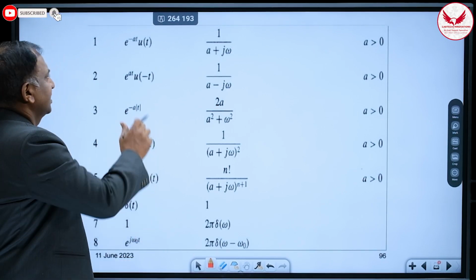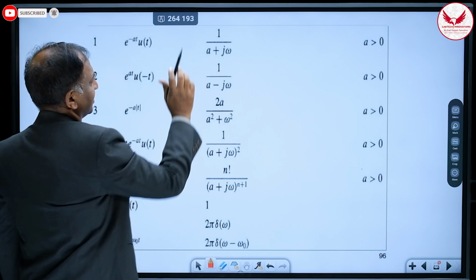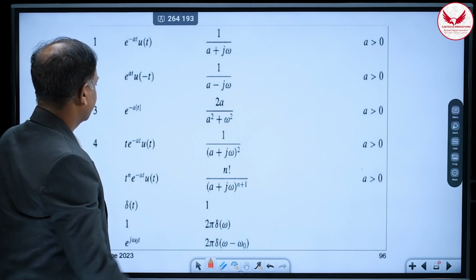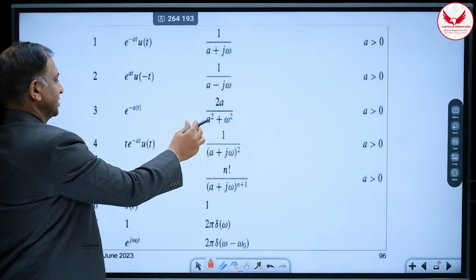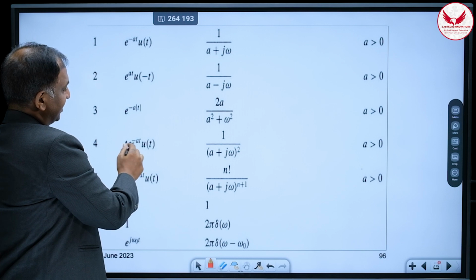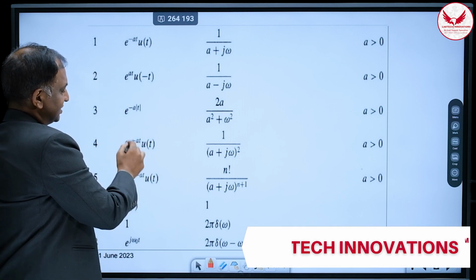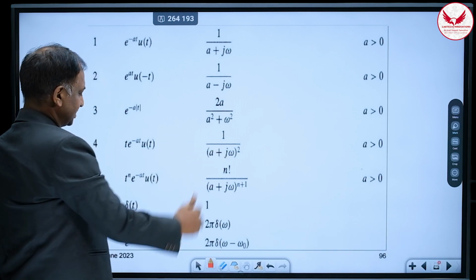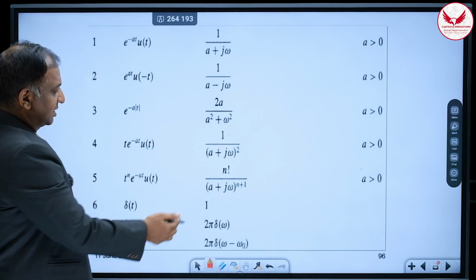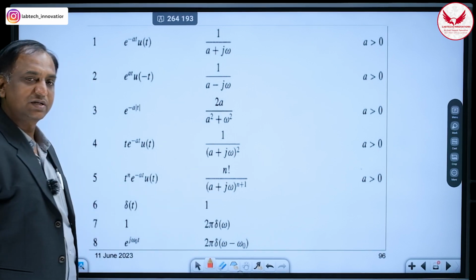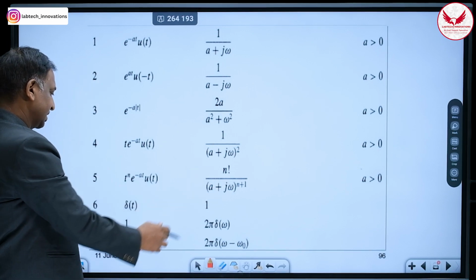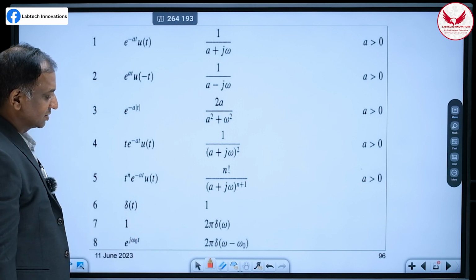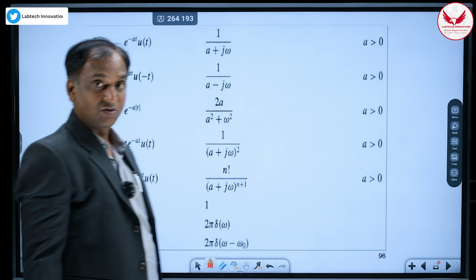So you can prepare such a table, and if you remember it, you can recall it very easily in the exam. The Fourier transform of e raised to minus at u of t is 1 upon a plus j omega. e raised to at u of minus t is 1 upon a minus j omega. e raised to minus a mod of t is 2a upon a square plus omega square. t into e raised to minus at u of t: the signal is multiplied in the time domain, so it is a derivative in the frequency domain, giving 1 upon a plus j omega whole square. t raised to n u of t gives n factorial upon a plus j omega raised to n plus 1. Delta of t has Fourier transform 1. Fourier of 1 is 2 pi delta of omega. Fourier of e raised to j omega 0 t is 2 pi delta of omega minus omega 0.